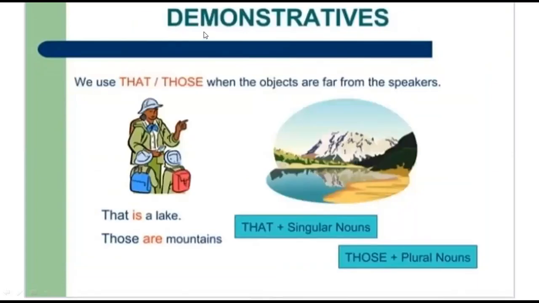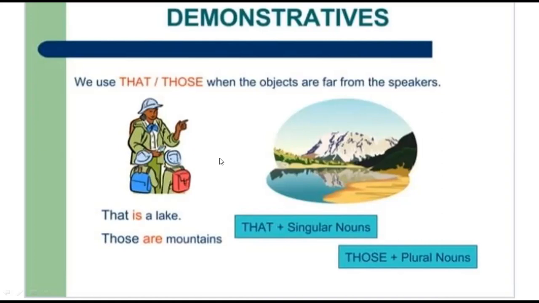Okay, then the demonstratives. We use that and those to indicate things that are far from the speaker. For example, this is a lake. If the lake is near, we say this is a lake. You can see in the picture that the mountains are far, so we use those are mountains.